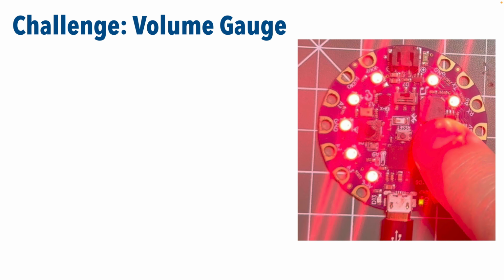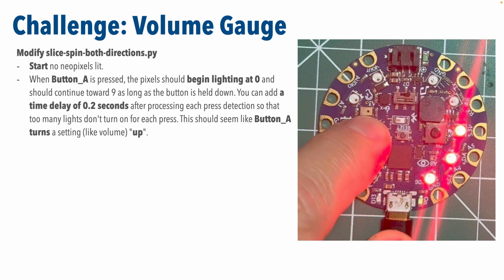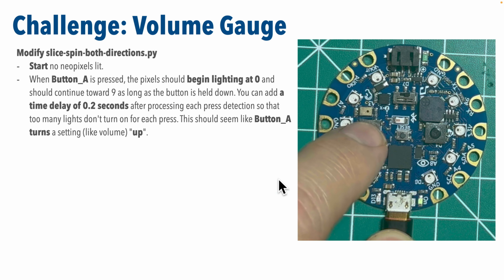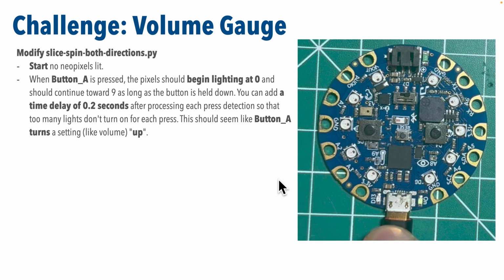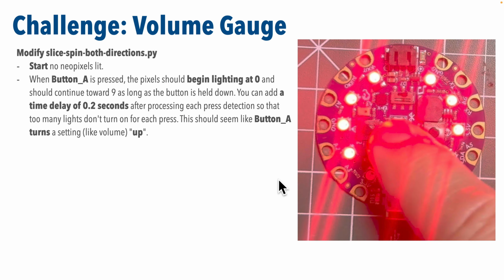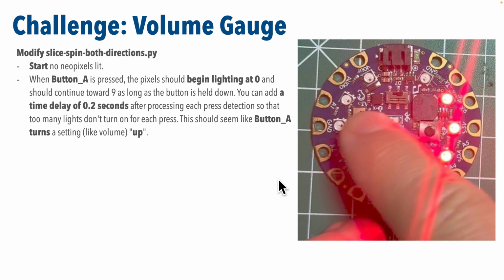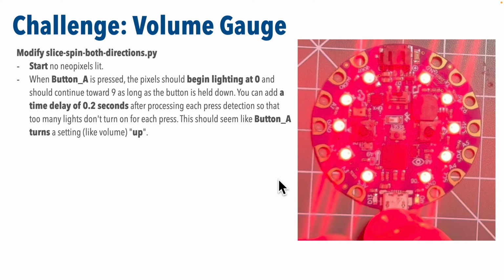So in this challenge, we're going to modify the code that you just wrote, start with no NeoPixels lit this time, and when button A is pressed, the pixel should begin lighting at 0 and should continue toward 9 as long as the button is held down. Now I suggest adding a time delay of 0.2 seconds after processing each press detection. That should make sure that too many lights don't turn on for each press.